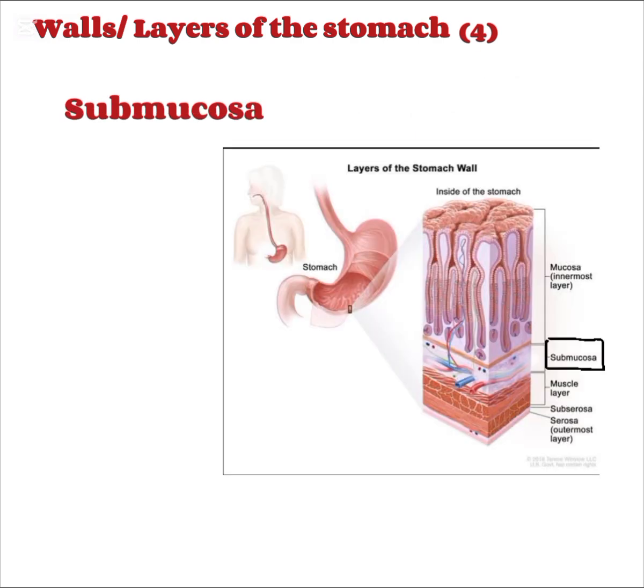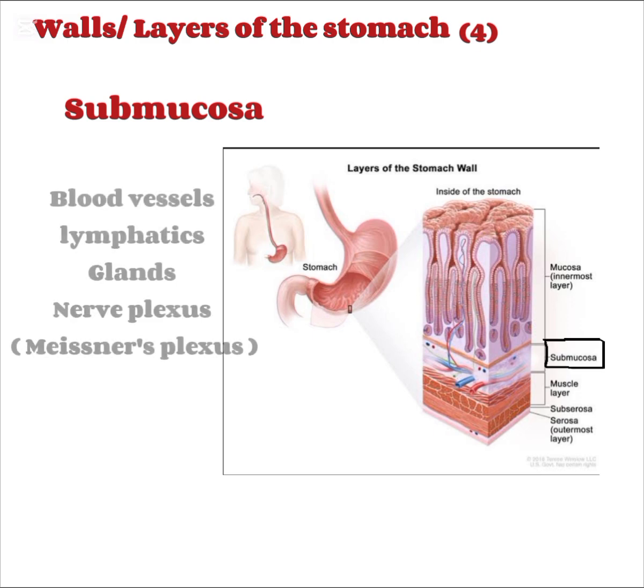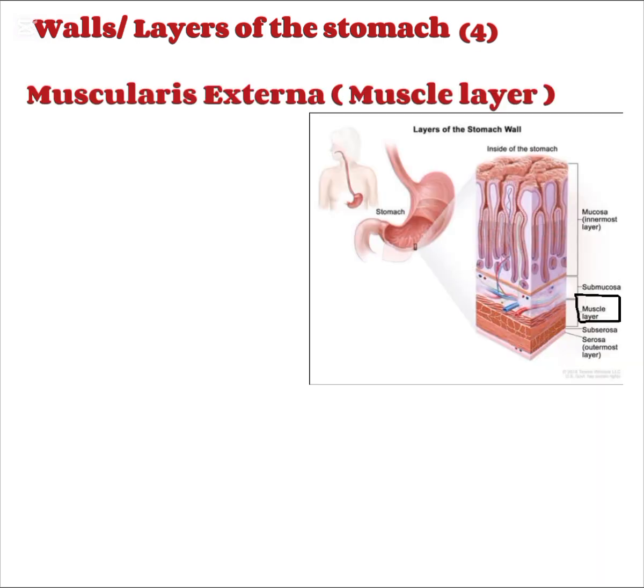Deep to mucosa is the submucosa made up of connective tissue consisting of blood vessels, lymphatics, glands, nerve plexus such as Meissner plexus. Deep to submucosa is the muscularis externa or the muscle layer.